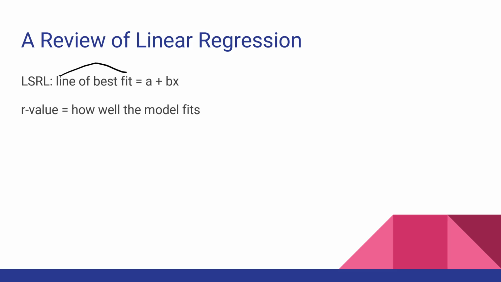So a quick review of linear regression. You have to remember what your LSRL is. So you have some y hat that's equal to your a plus bx, where a is your y-intercept and b is your slope. And then you have your r value, which tells you how well the model fits, and your r value is a number between -1 and 1.